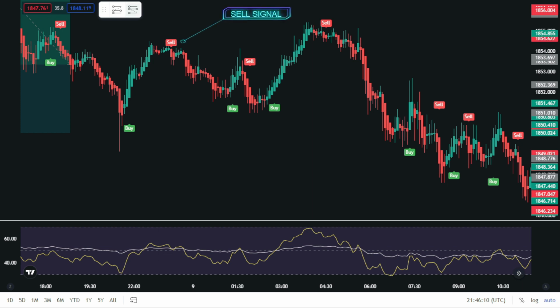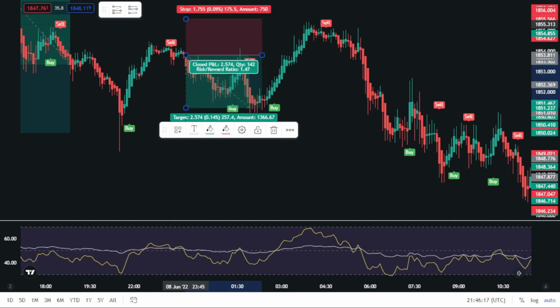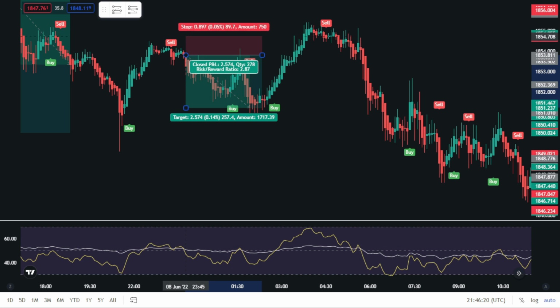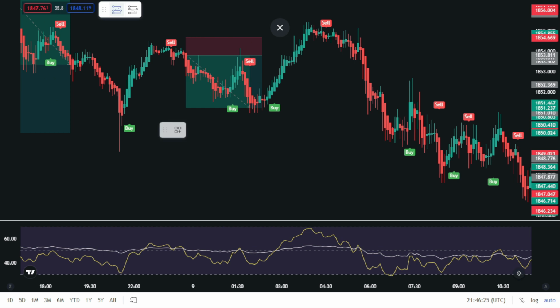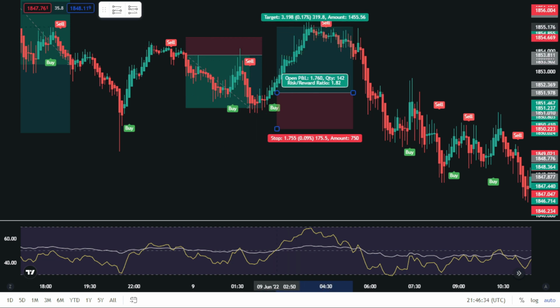Here we see our first winner. It's a sell signal. By setting a stop loss above the sell area, we can target a minimum risk to reward ratio of 2:1. And we can clearly see that our trade is successful. The second one is a buy signal. We again put our stop loss below the buy area and we set our take profit so that we can have our usual risk to reward ratio of 2:1. And again, it's a winner.